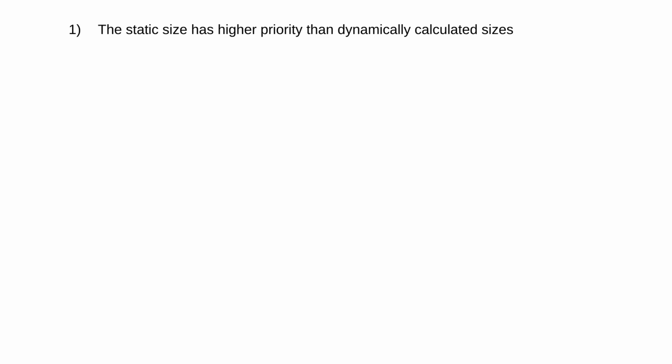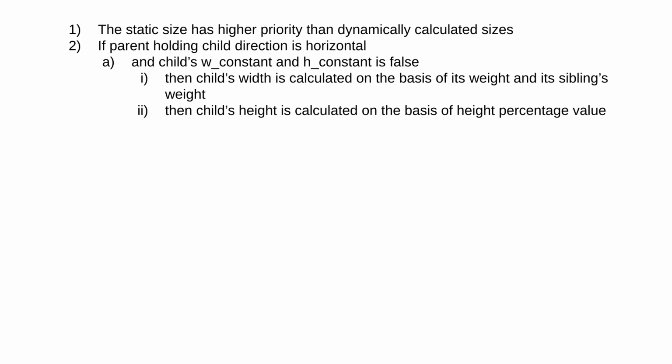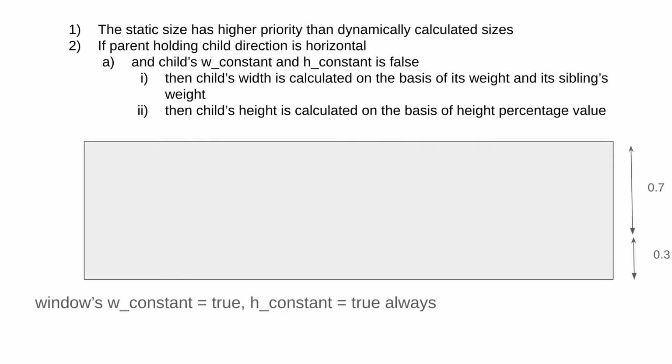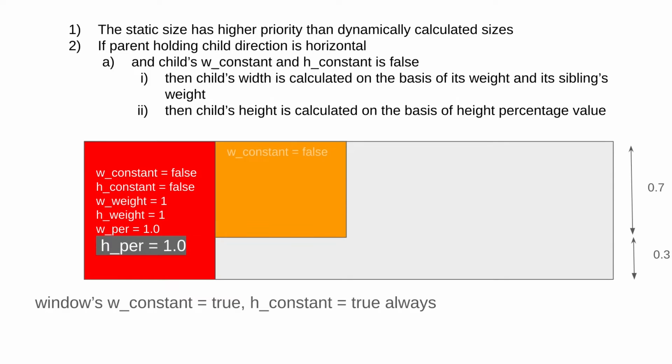Now, the rules that define the dynamic calculation of the sizes of container UI are given below. Note the rules only apply to child UI containers, and also note that static sizes have higher priority than dynamically calculated sizes. As an example, let's say we define 3 children for a container UI, all having dynamic width and height. That is, W constant and H constant are false, so the width is only affected by the proportion of the sum of the width of each UI as shown in the figure.